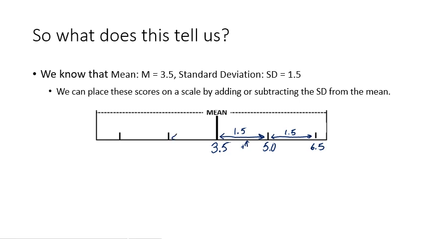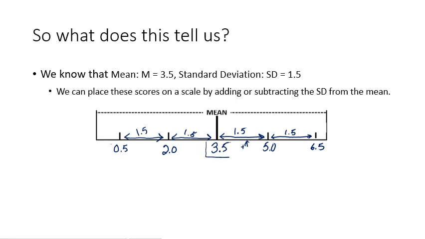We know that this distance is 1.5. But because it's a scale, we're going downward now, so we subtract the 1.5, and we find out that this score is 2.0. And here we have another 1.5, and if we subtract it from the 2.0, we get 0.5. And so on this 8-point scale, ranging from 0 to 7, we have each of these scores linked with a standard deviation.